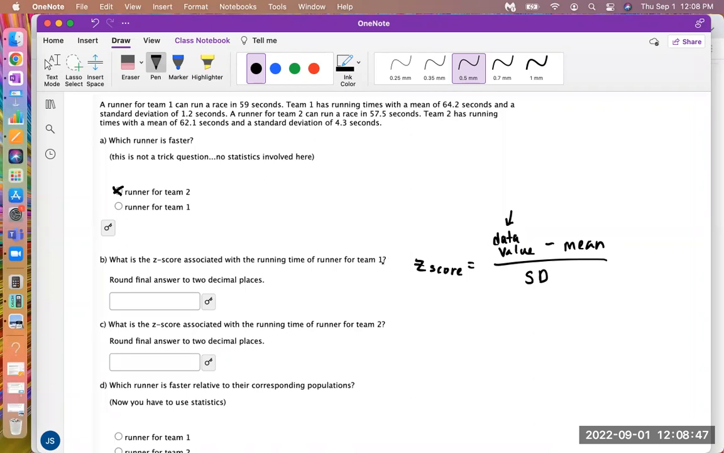The runner for team one ran in 59 seconds, so that is the data value that we're trying to find the z-score of. So I plug that in for my data value, minus the mean of that team, which is 64.2, and divide by the standard deviation of that team, which is 1.2.